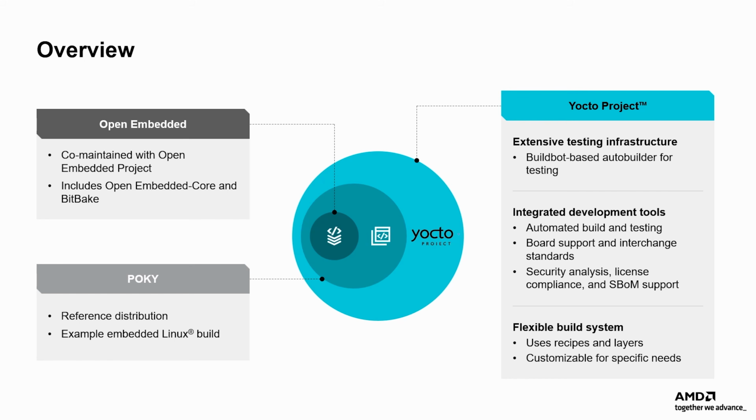The build system, downloaded with Poky, includes recipes and layers, flexible components that can be modified, extended, or used as is to create a custom embedded Linux system, tailored to specific needs. With these tools, the Yocto project provides a robust framework for building and maintaining embedded Linux solutions across diverse hardware platforms.